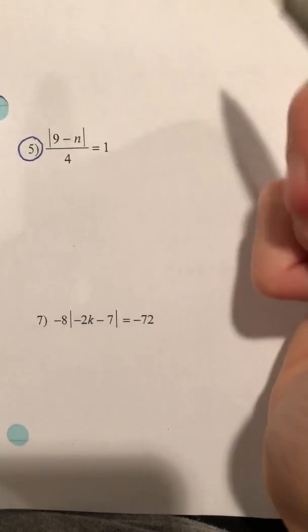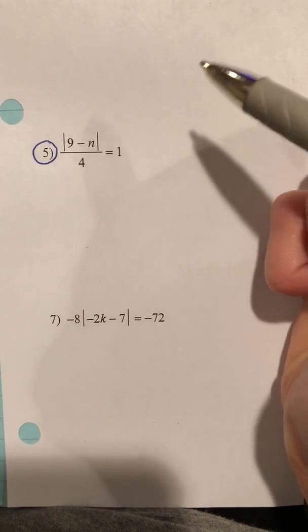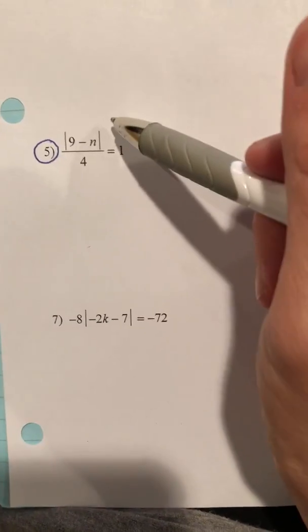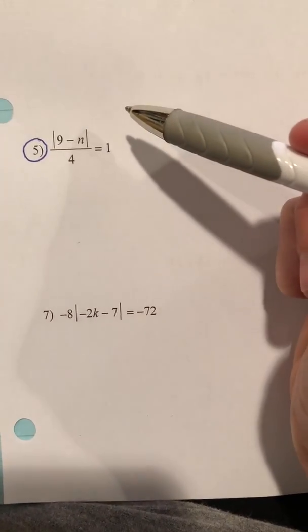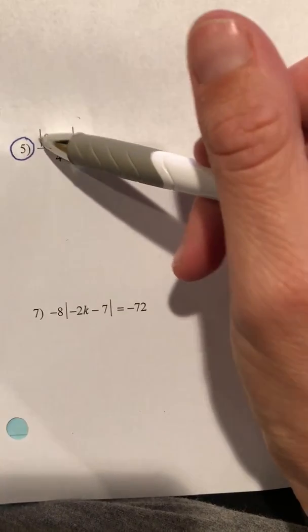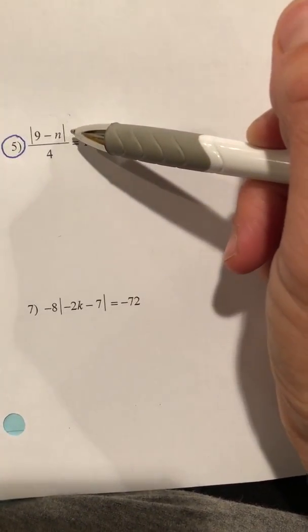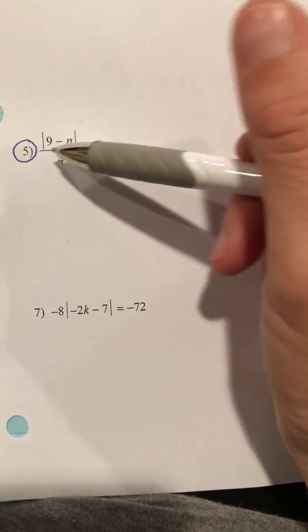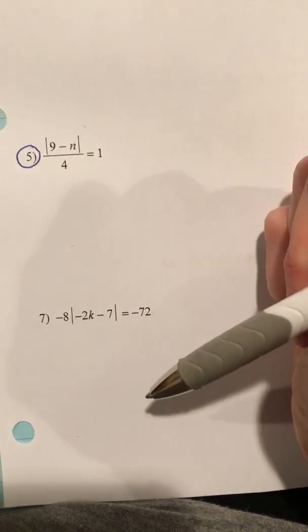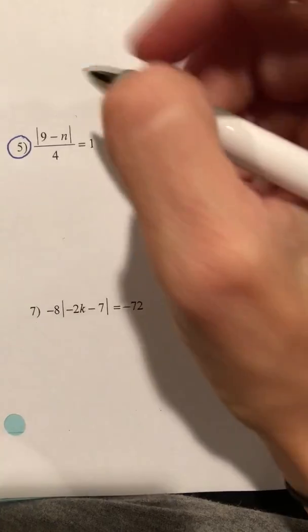All right, for number 5, I'm again going to set up two separate equations. However, before I do that, I have to isolate the absolute value. So that means I have to get the absolute value of n, or 9 minus n, by itself. So right now what's interrupting that is this divided by 4. So to get rid of that, I will do the opposite operation.